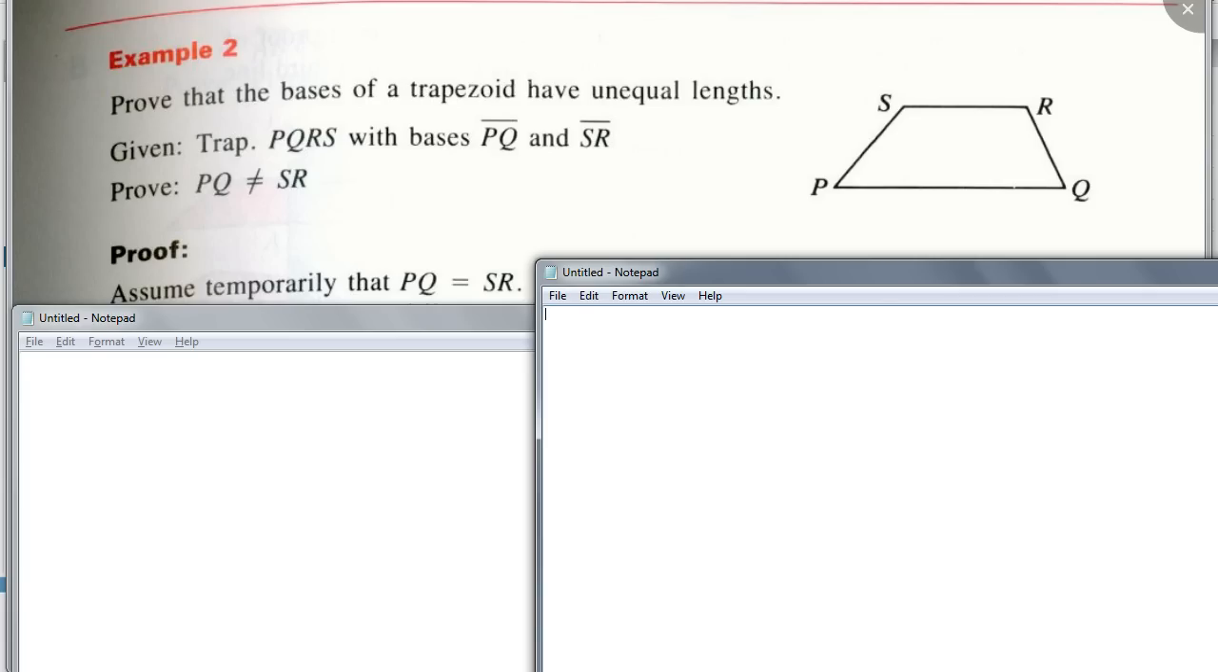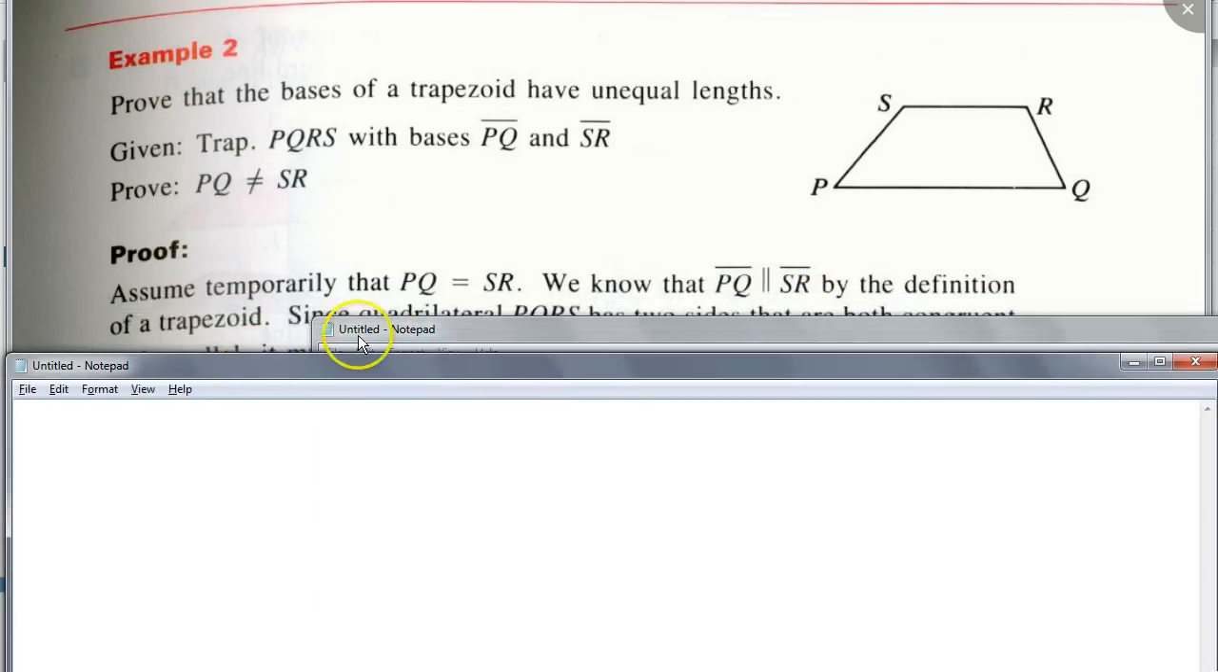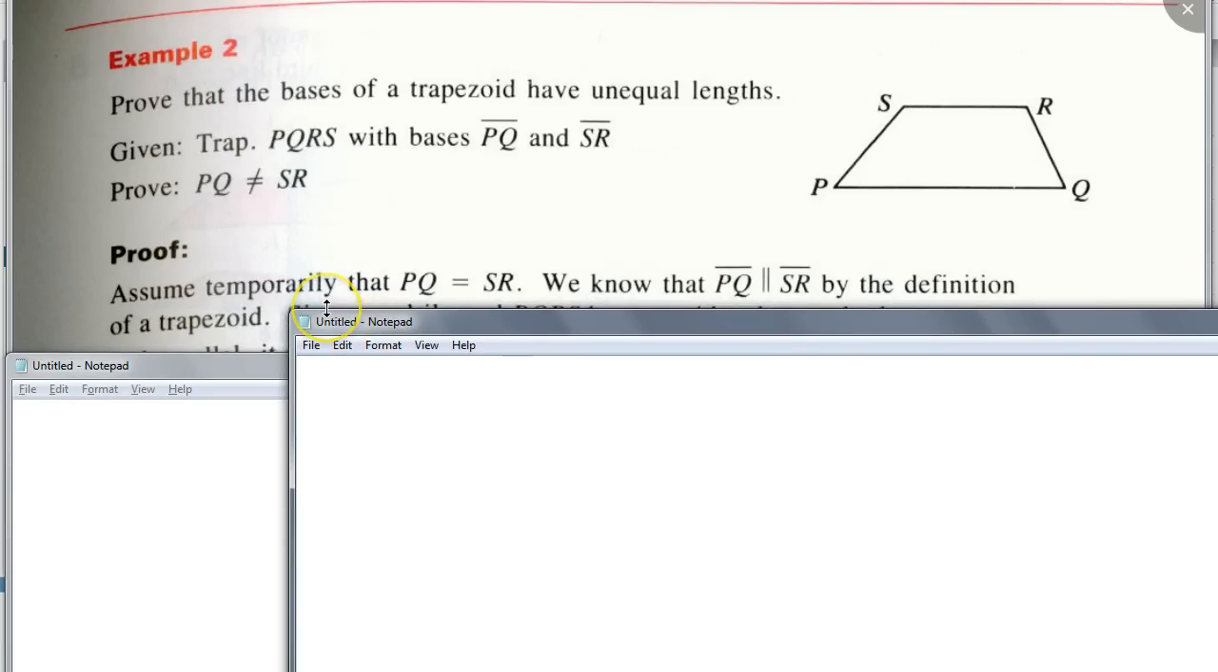Before you say that, you can't just say that right away, right? Okay, actually you can. Why? You're right. Because it's a trapezoid. Very good. So we know that PQ is parallel to SR because you have a trapezoid, by definition of trapezoid. Very good. Then what, John? And then we know that since PQ is congruent to SR, we know that.